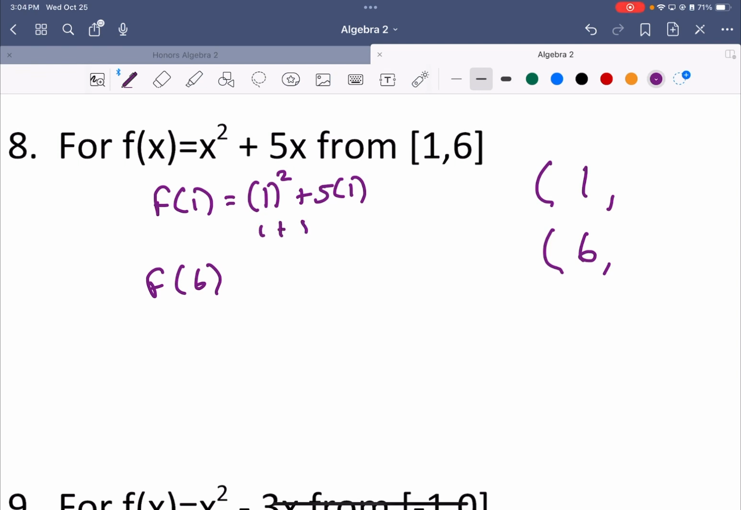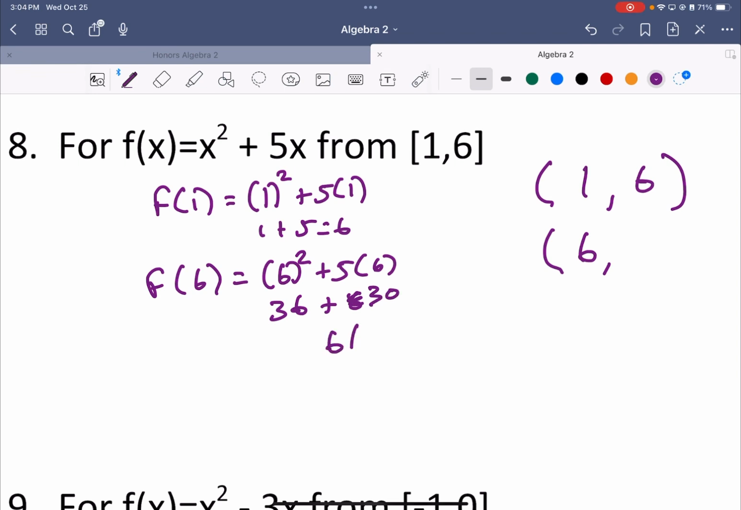So that's 1 plus 5, so that's 6. So you should have the point 1, 6. And then if it's 6, that's 6 squared plus 5 times 6. So 36 plus 30, 66. So there's your 2 points.